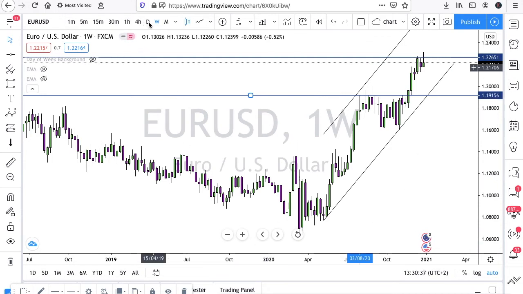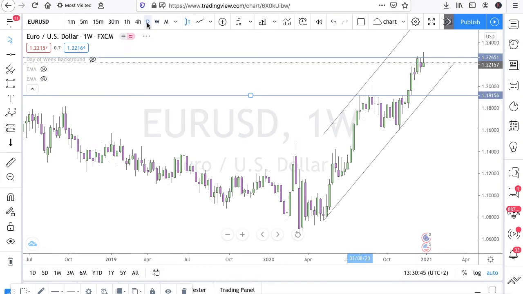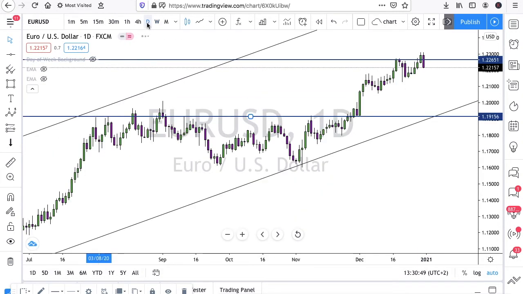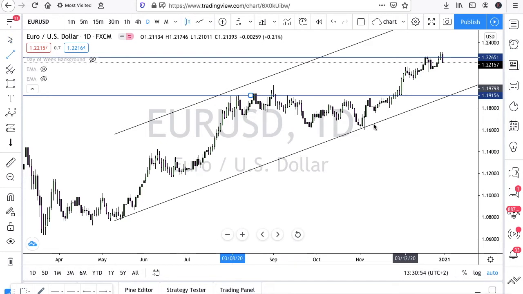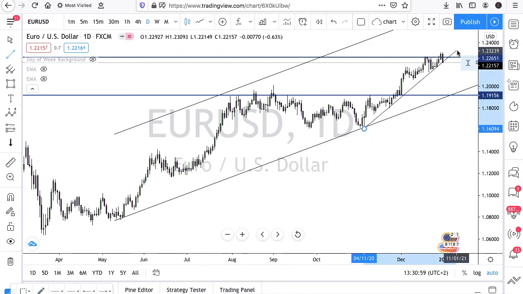So let's go into the daily, and as you can see, this weekly candle closed rejecting below this 1.2299. So when we go to the daily, we can see something very interesting here. We can also draw minor trend lines that we see it's respecting. So it's been respecting that line, and it's been moving in this channel.